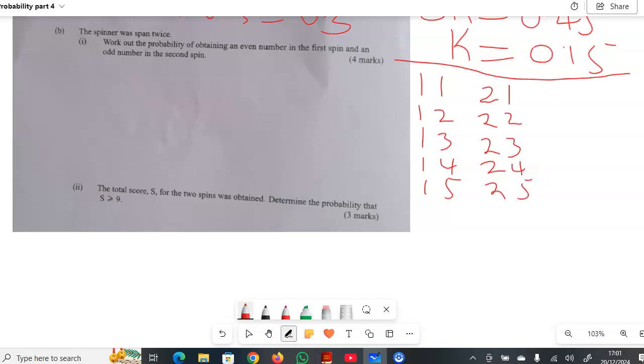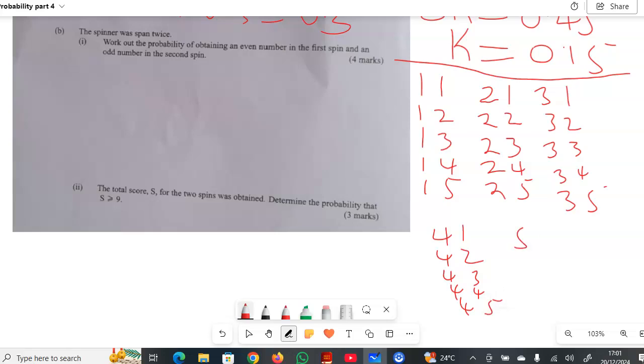Then you can have 3 with 1, 3 with 2, 3 with 3, 3 with 4, or 3 with 5. Then you can have 4 with 1, 4 with 2, 4 with 3, 4 with 4, or 4 and 5. The last one you can have either 5 with 1, 5 with 2, 5 with 3, 5 with 4, or 5 with 5. So those are the possible outcomes.